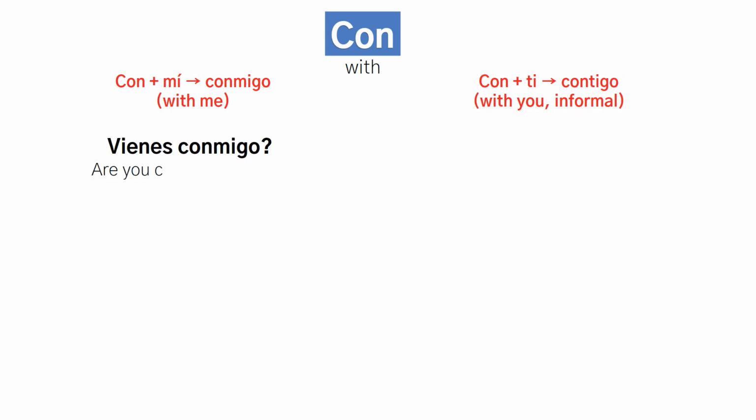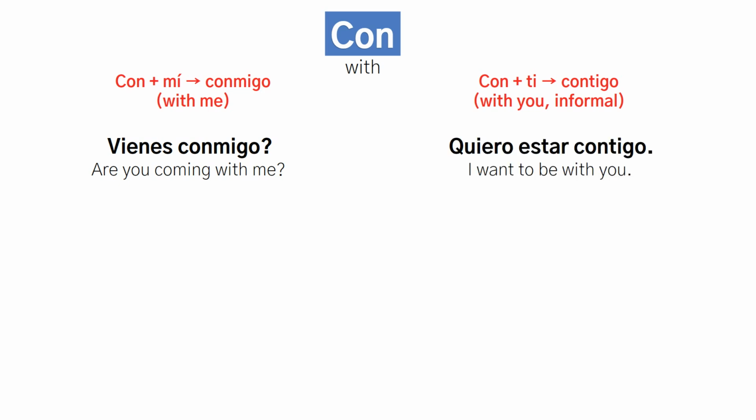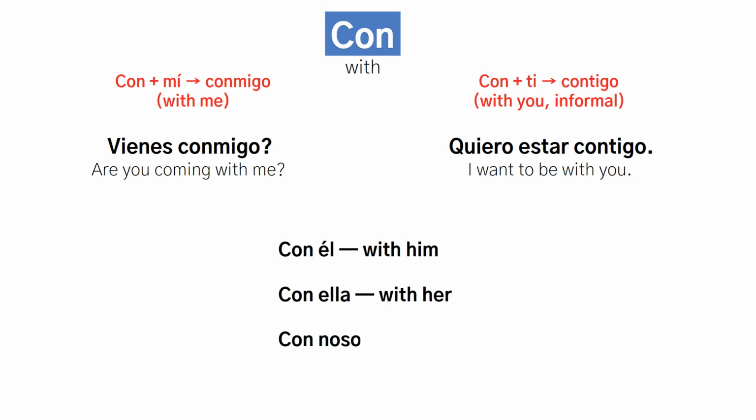¿Vienes conmigo? Are you coming with me? Quiero estar contigo. I want to be with you. Every other pronoun just follows con normally. Con él, with him. Con ella, with her. Con nosotros, with us. But first person and informal second person get their own fused forms.